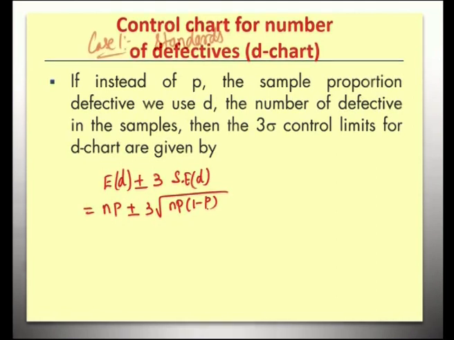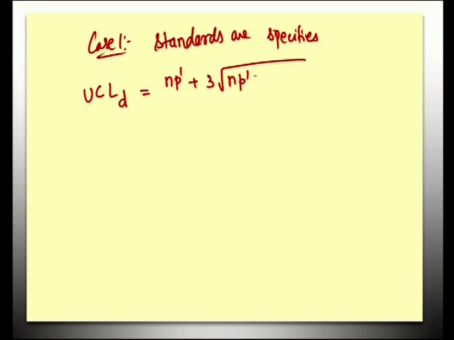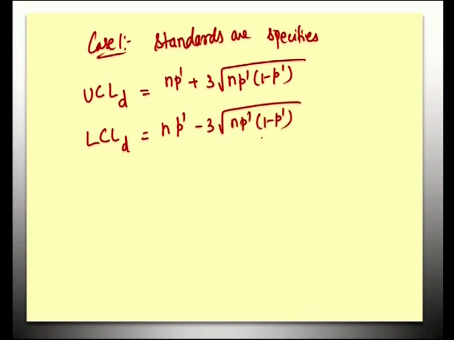Okay, so case 1, when standards are specified, in the sense when population values are known, then we have UCL of D equal to N P dash plus 3 times root of N P dash into 1 minus P dash, and LCL of D equal to N P dash minus 3 times root of N P dash into 1 minus P dash.